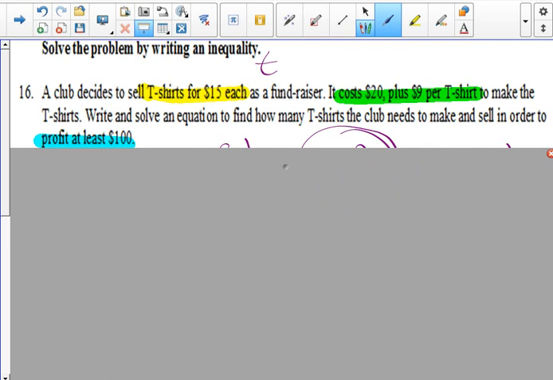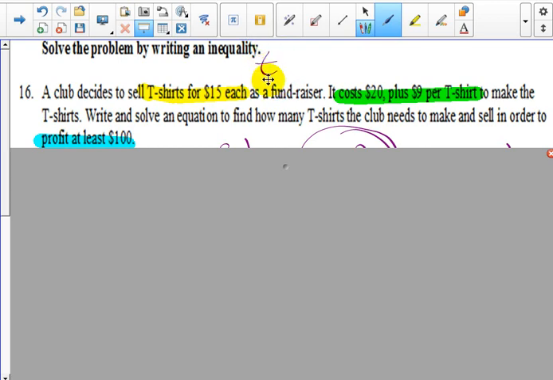Our next problem, number 16, says solve the problem by writing an inequality. A club decides to sell t-shirts for $15 each as a fundraiser. It costs $20 plus $9 per t-shirt to make the t-shirts. Write and solve an equation to find how many t-shirts the club needs to make and sell in order to profit at least 100. So, let's let t represent the number of t-shirts they sell.